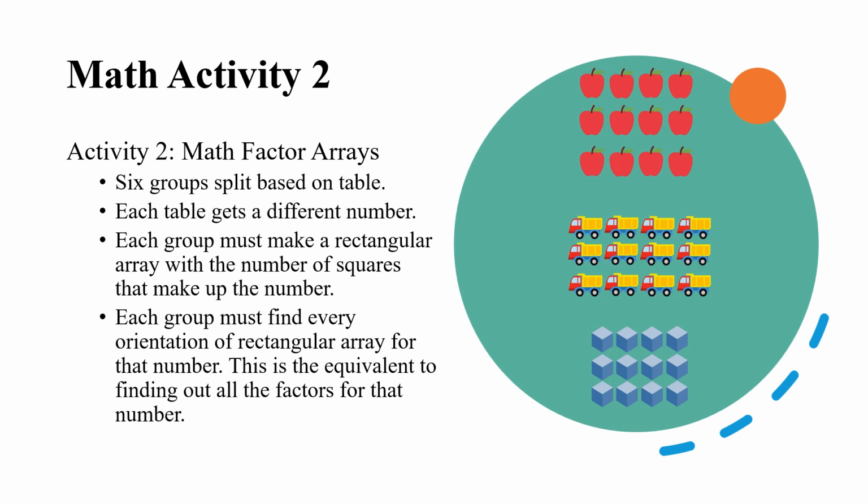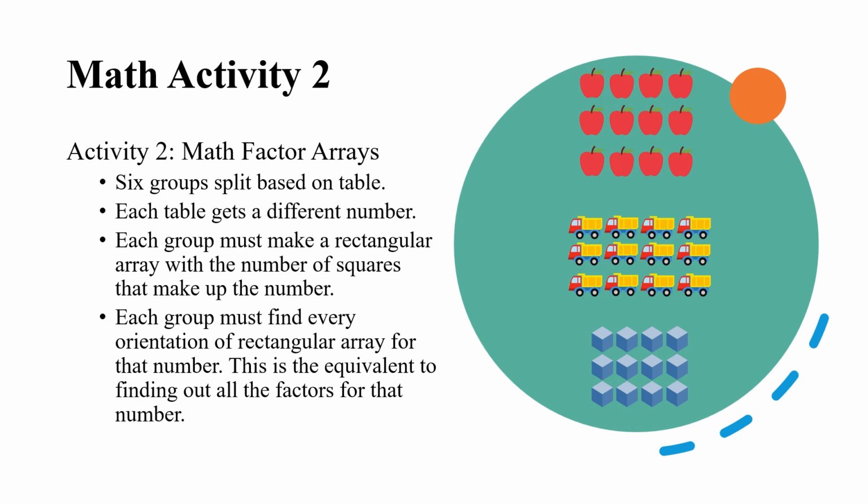Each group gets a different number, and each group must make a rectangular array with the number of squares that make up that number. To use a simple example, if a group got the number 12, they could make a rectangular array, as seen in the first picture on the slide with the apple, 3 by 4. Once they come up with one rectangular array, where they cut out squares and glue them onto construction paper, they would be encouraged to find all the rectangular arrays for that number. This is to encourage the students to find all the factors in a multiplication problem.